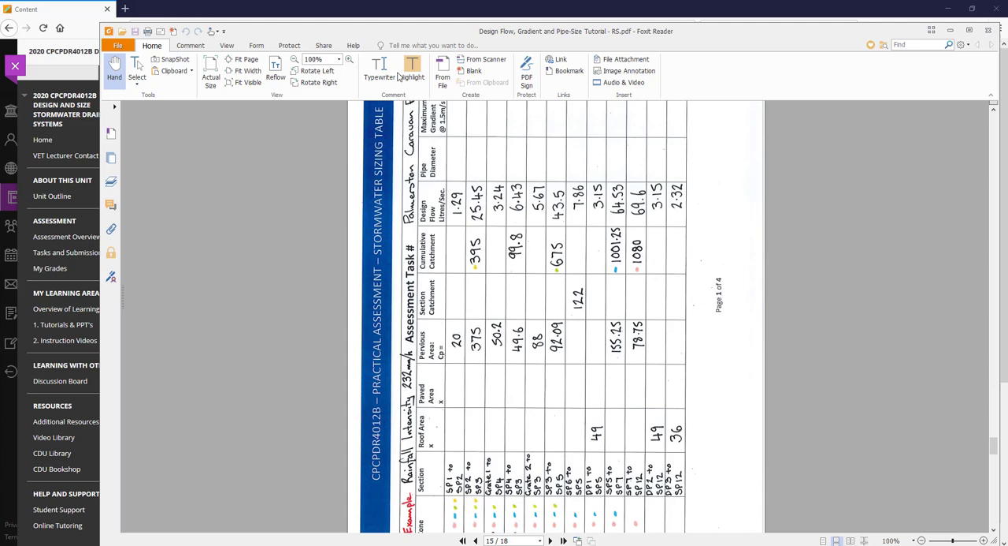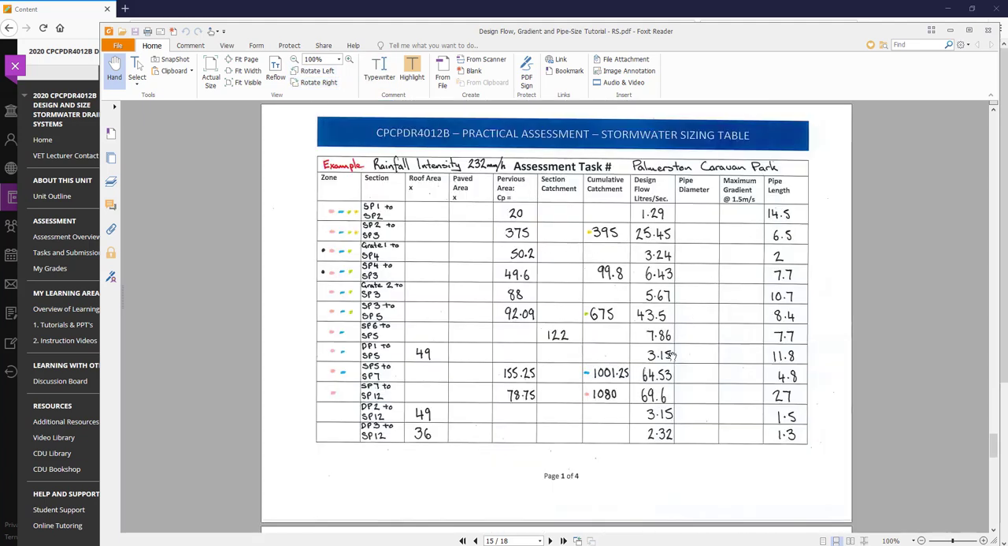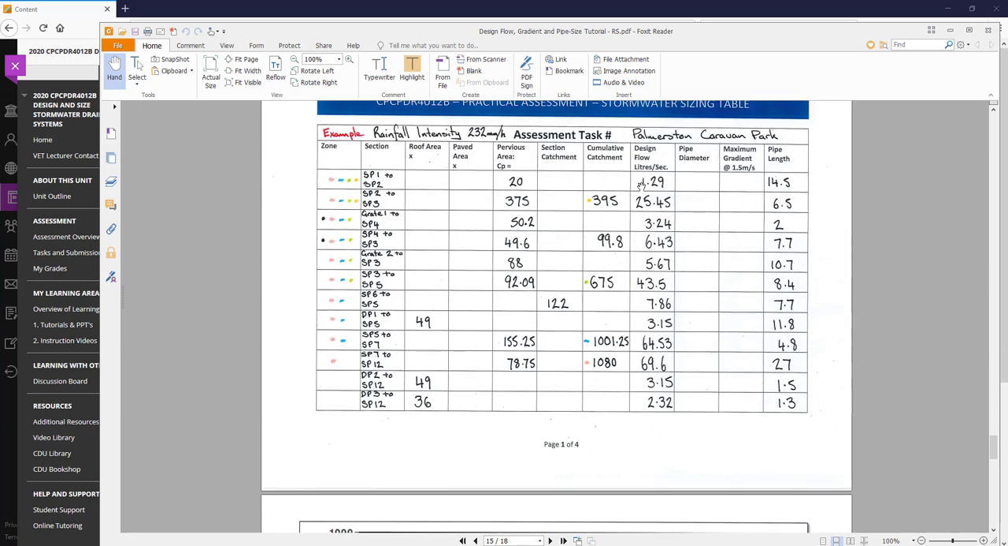So once we have that, we'll rotate to the right again. Once we have that, we just note it all in. And from there, we go to our chart. The chart we had previously, which is the one for plastic pipe. And from that, we're going to work out the pipe diameter, the maximum gradient at 1.5 metres a second.